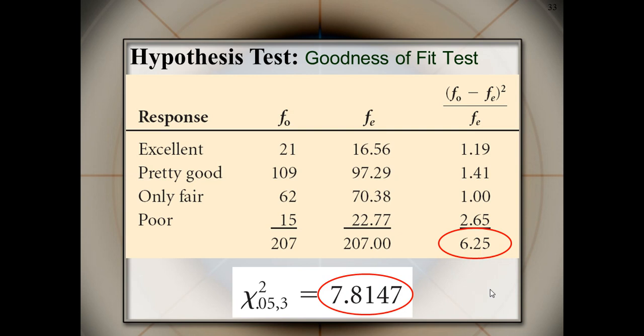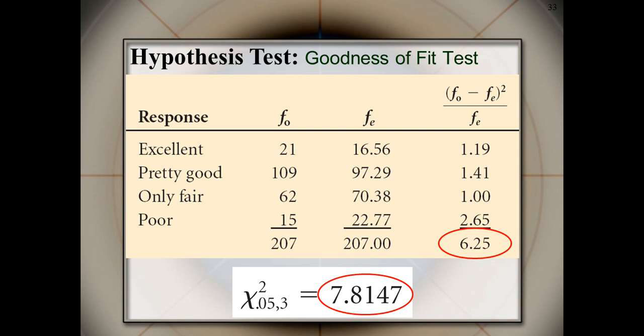If the data follows the expected distribution, then this difference will be smaller. Ideally it should be 0, but it can be slightly more than 0. But if it is significantly more, then we are going to reject the null hypothesis, which says that the data follows a specified distribution. In our case, the difference expressed in terms of chi-square is 6.25.